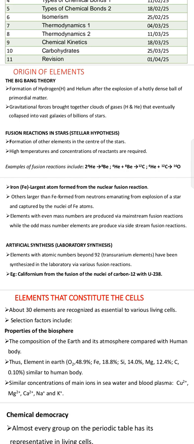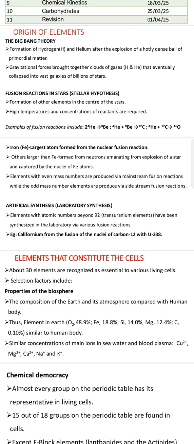So it is because of that gravitational force, an attractive force, that brought together hydrogen and helium. So here hydrogen and helium will definitely be our objects. It brought them together as clouds of gases. Then these clouds of gases collapsed, and this brought about the production of the stars. So that's all about the Big Bang Theory.